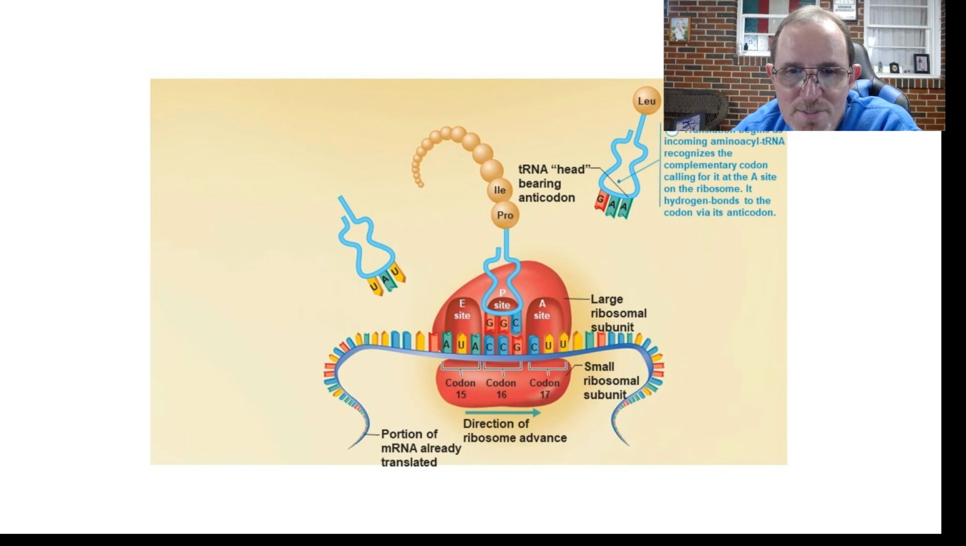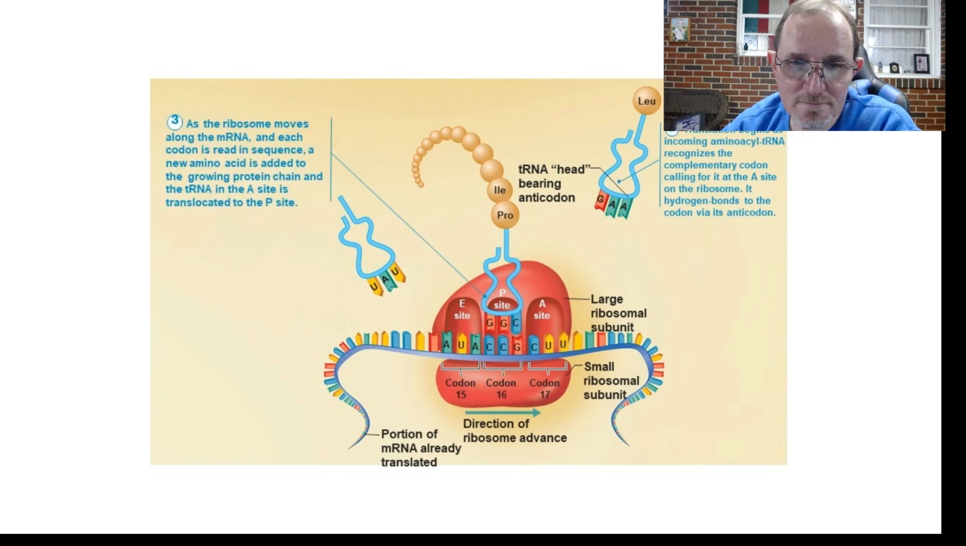Once that's accomplished, the ribosome moves again. This one moves over to the E site, and as soon as the next one comes into the P site and gets bonded to the previous one, then this one is released and goes and fetches another one.